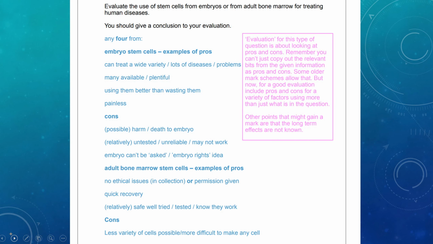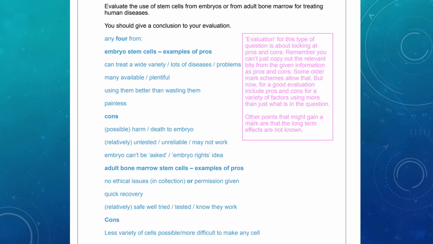So remember, evaluation is about looking for pros and cons. So the advice is in this pink box. You can't just copy out the relevant bits from the given information as pros and cons. You have to expand on them. Some of the older mark schemes would allow for that, but they're now looking for a good evaluation that actually expands on what you've read. Other points that might gain a mark are that the long-term effects are also not known.